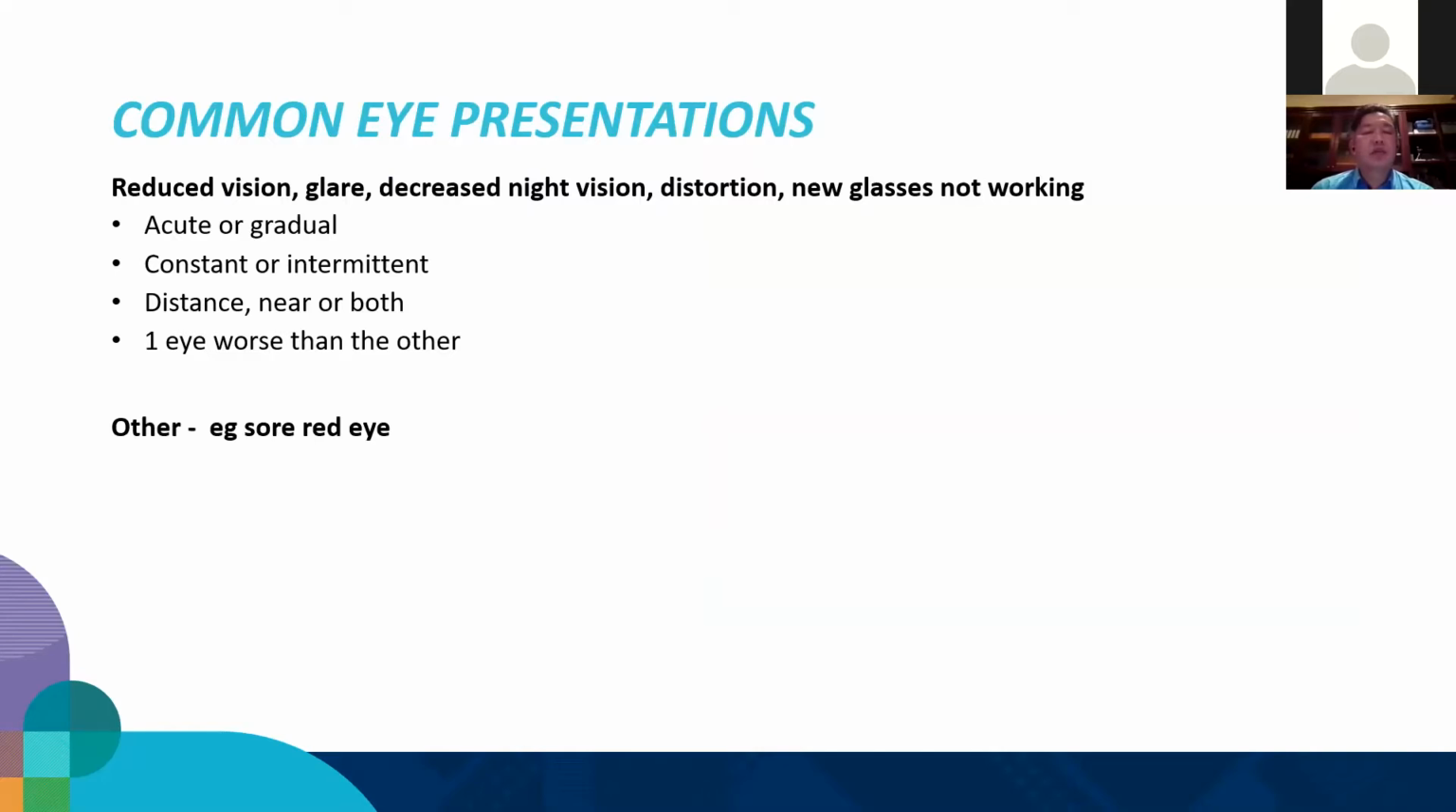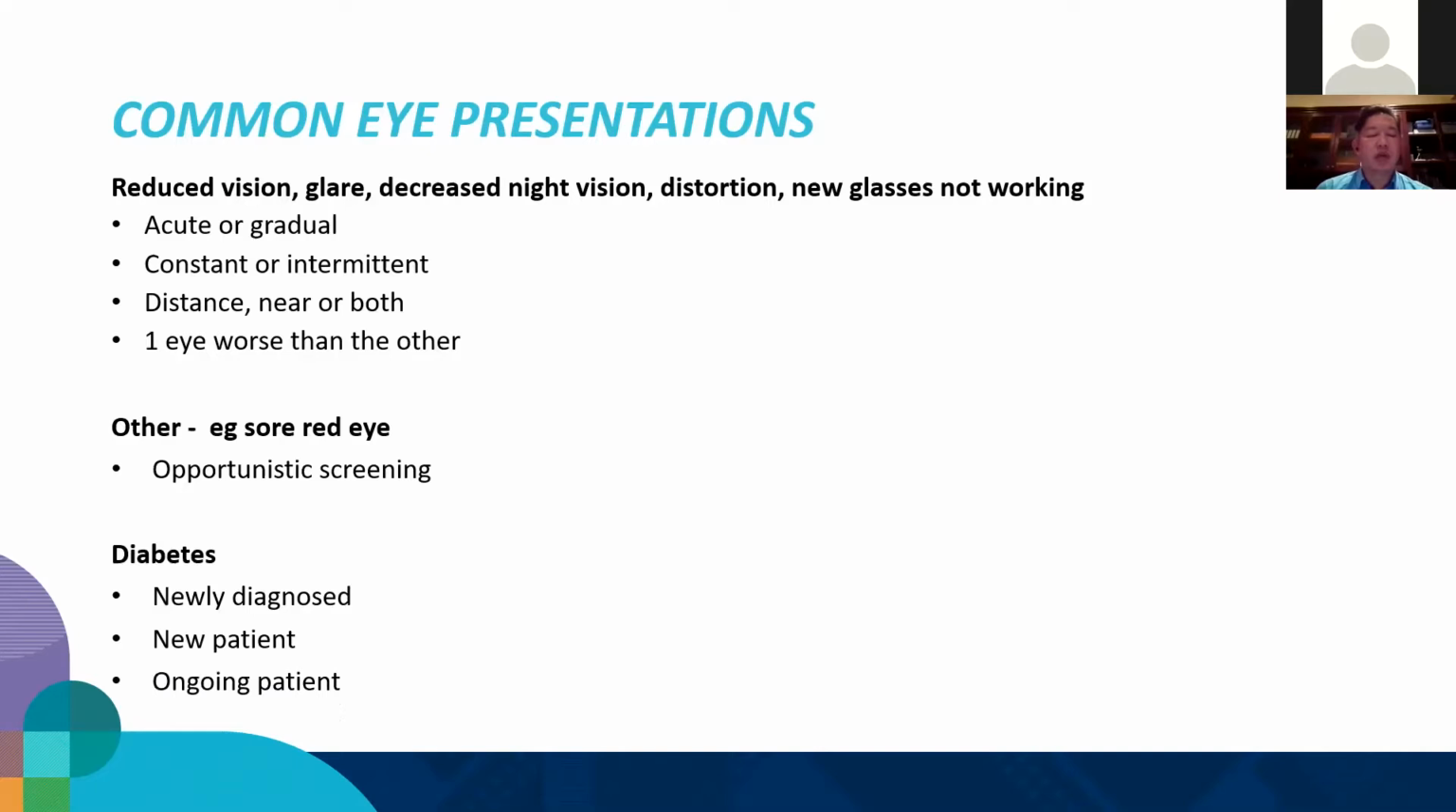Other eye presentations that patients may present to you is pretty much a sore red eye. So when things settle down, sometimes you may want to do some opportunistic screening just to make sure that the rest of the eyeball is healthy once your initial problem has been sorted out. And then obviously diabetes, an increasing problem in our community, and they can be newly diagnosed, a new patient that has been managed elsewhere, or an ongoing patient that you need to follow over time.